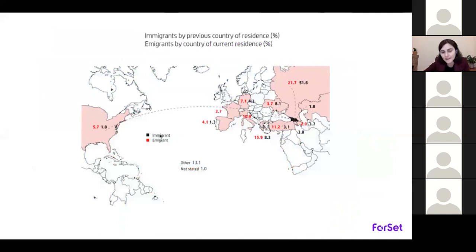The black numbers show the percentage of immigrants coming from different countries, and the red numbers show the percentage of immigrants going to different countries. So when we got this data and it was by countries, we thought that the best way to visualize this data would be to put them on a map.